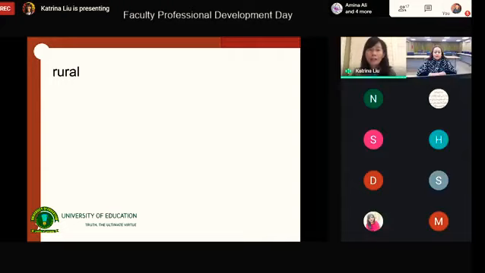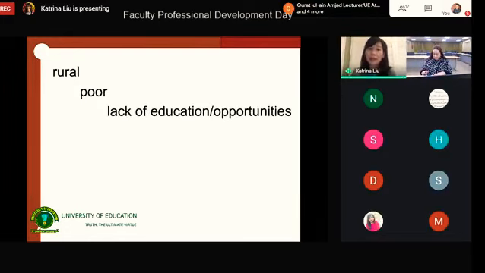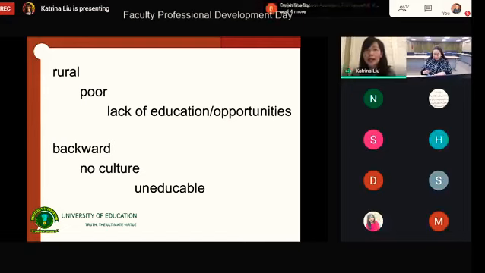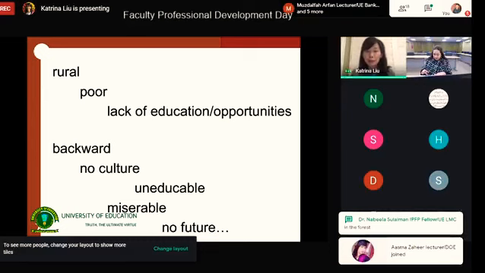Okay, probably you have certain words popping up immediately, right? This looks very rural, and definitely we see poverty. Probably another assumption is a lack of education or opportunities. And in terms of the family living in that kind of household, a few assumptions we probably have are: backward, no culture, uneducable, miserable, or no future.